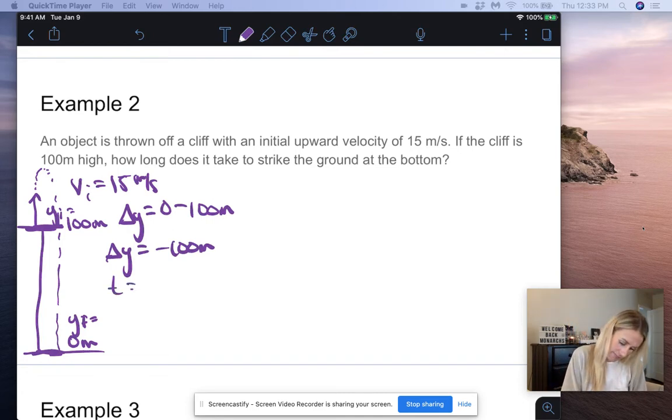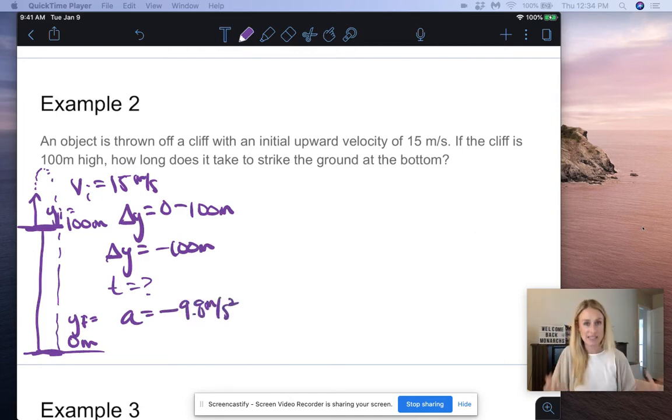I want to know time. And then the other thing, of course, that we know, because it is under the Earth's influence of gravity, is that the acceleration is equal to negative 9.8 meters per second squared, because I said that up was positive. So now that we have all this, we need to find an equation that works for this. I have initial velocity, I have delta y, I have acceleration, and I want to find time.